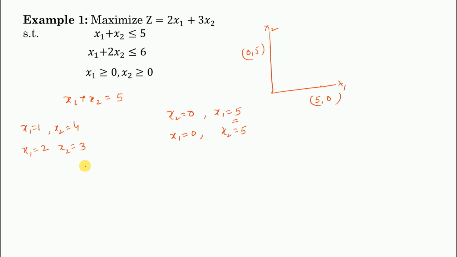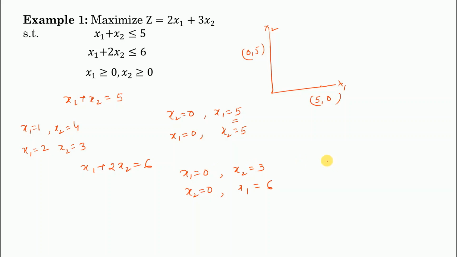Similarly, for the second line, convert the equation x1 plus 2x2 equal to 6. We have converted this inequality into an equation. Now we will find the points where this line is passing through. First, in the same way, put x1 equal to 0. x1 equal to 0 means the point where this line passes through the x2 axis. So you will get x2 equal to 3. Second, if you put x2 equal to 0, which means the point where this line passes through the x1 axis, you will get x1 equal to 6.